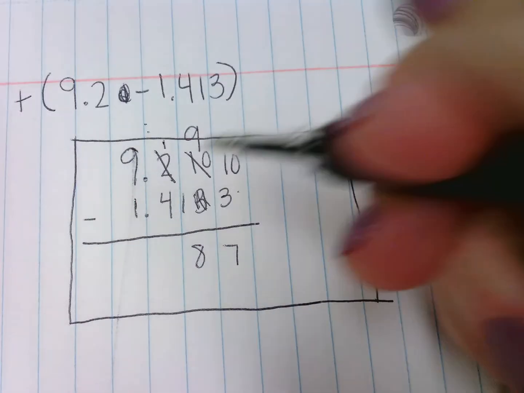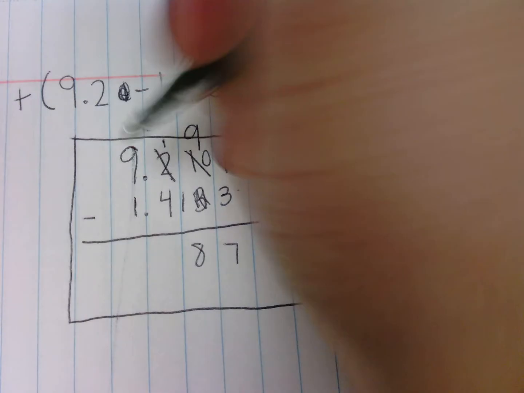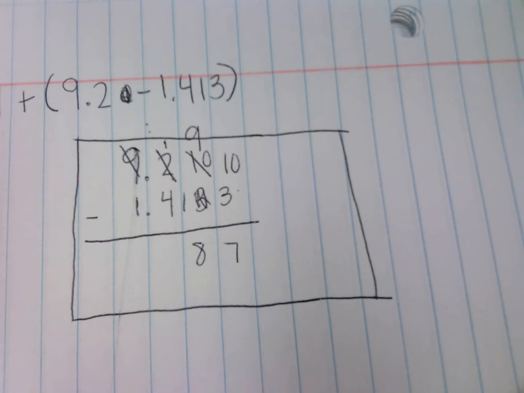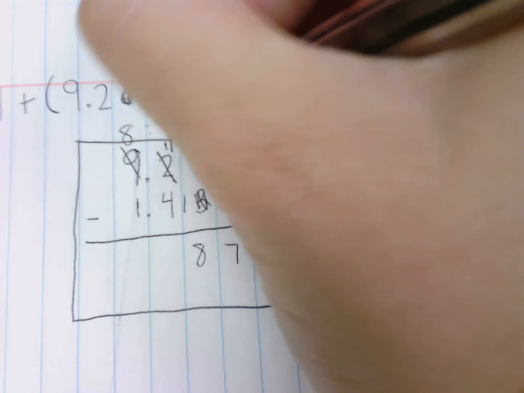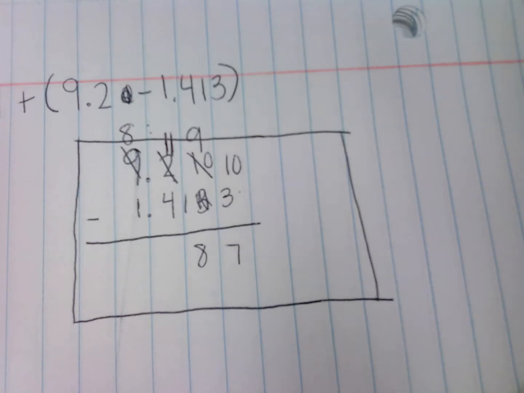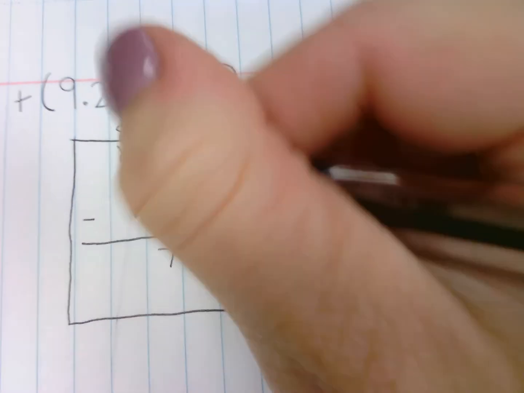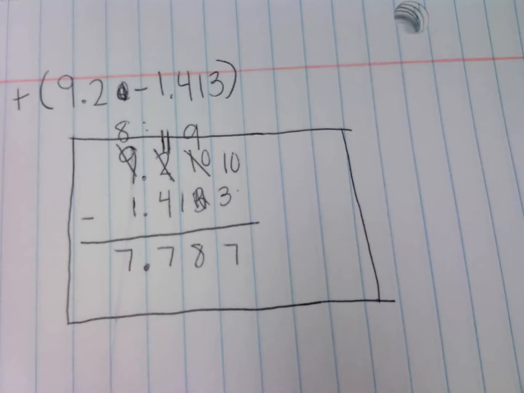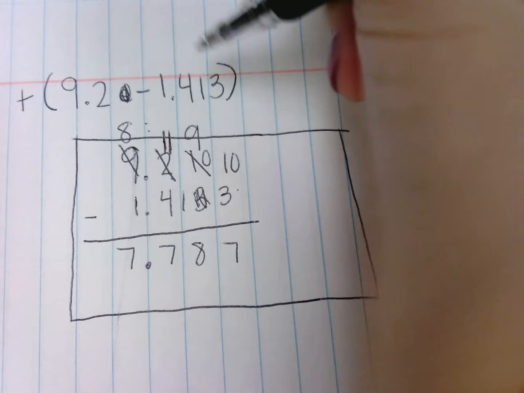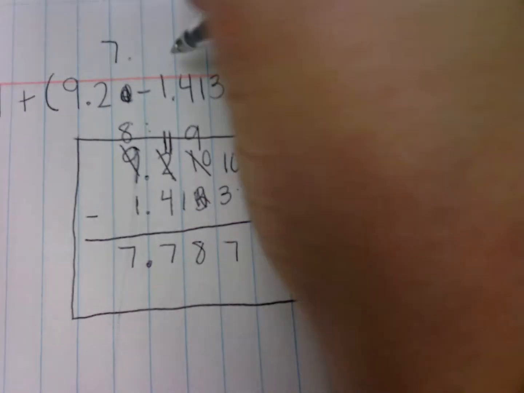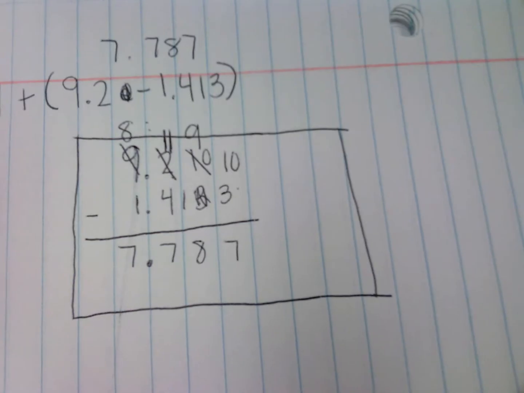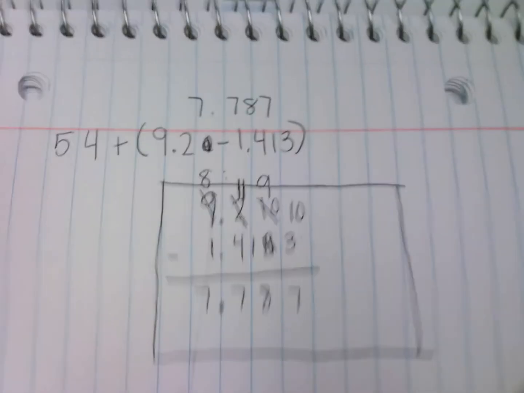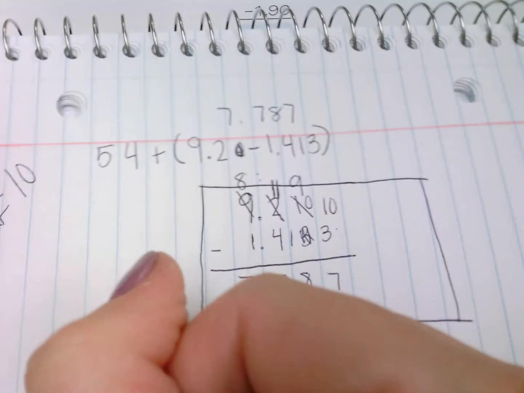1 minus 4. Okay, I can't do that. So I need to go over to the 9. I take away 1. It becomes 8. This becomes 11 because there was already a 1 there. So 11 minus 4 equals 7. Bring down your decimal point. 8 minus 1 equals 7. So this is what is in the parentheses. So 7.787. All right. So now I need to do 54.